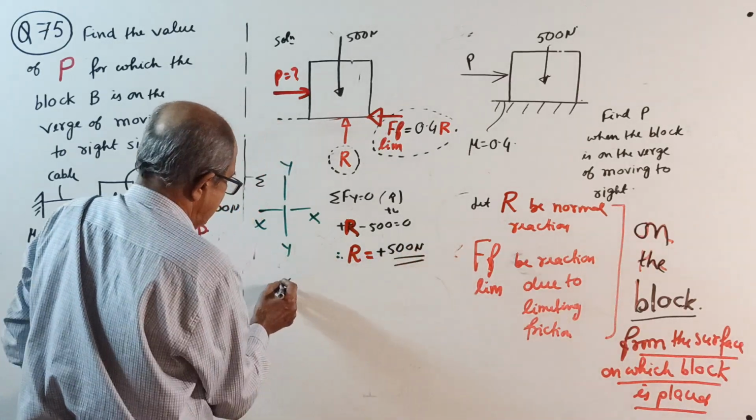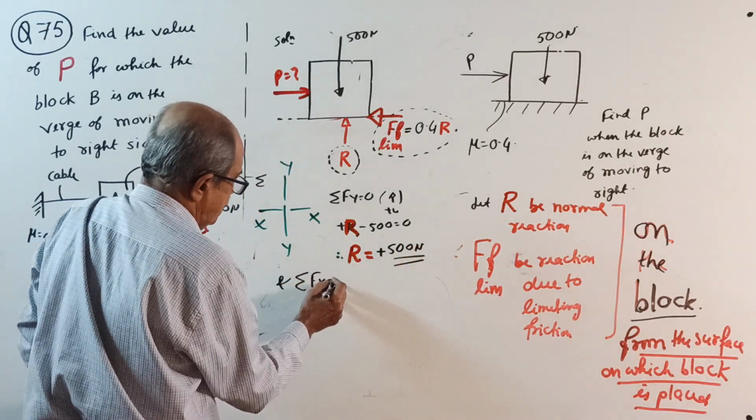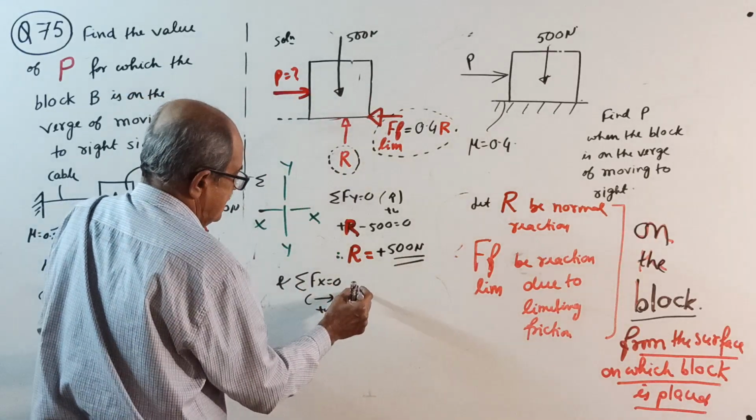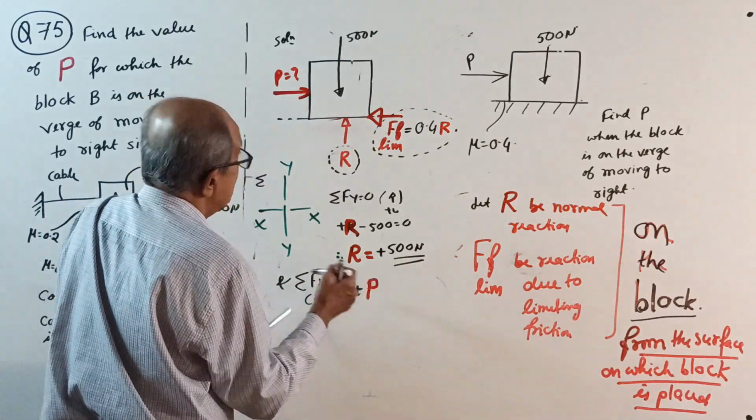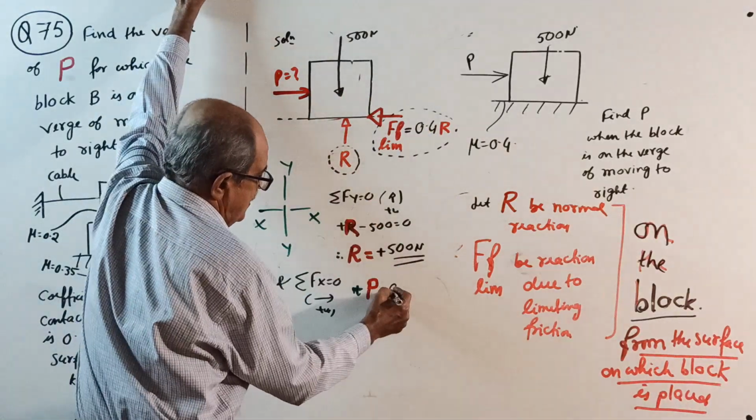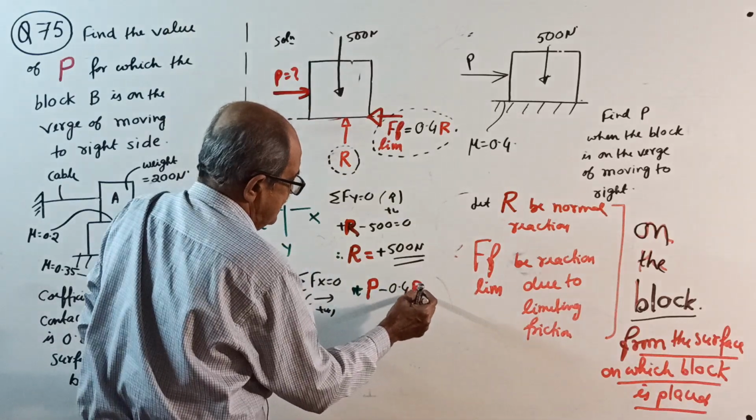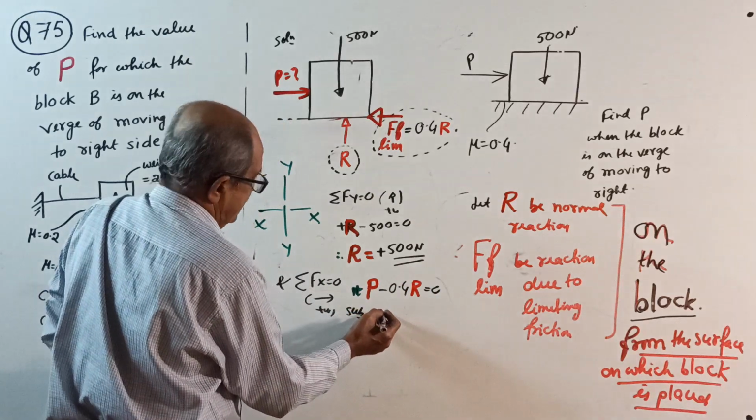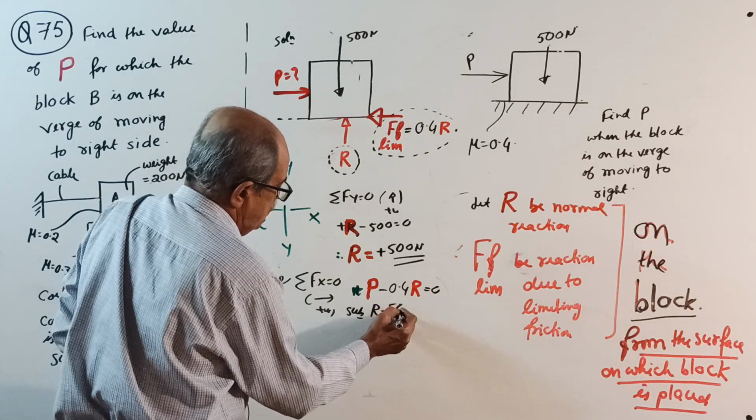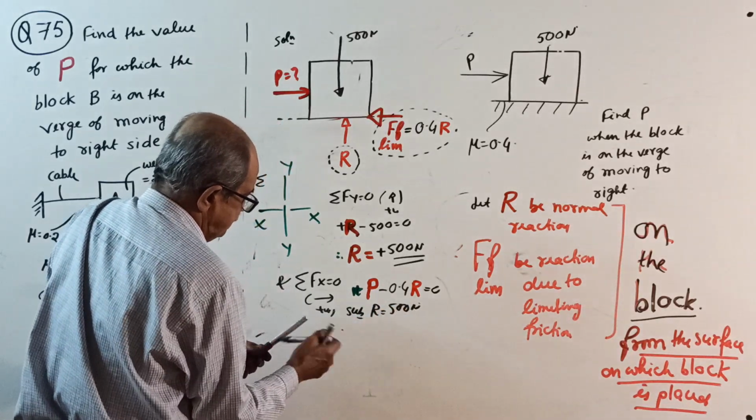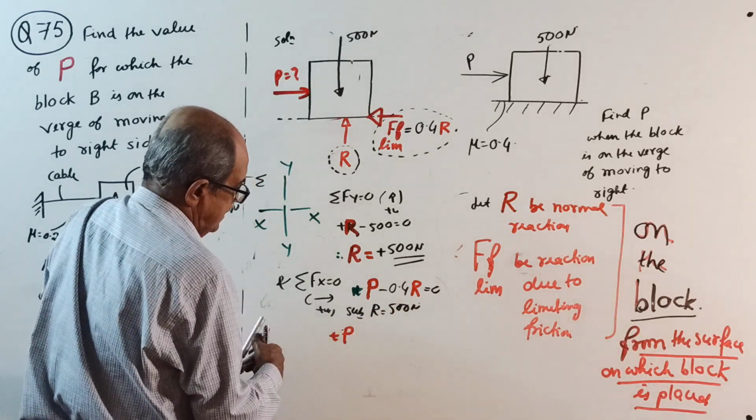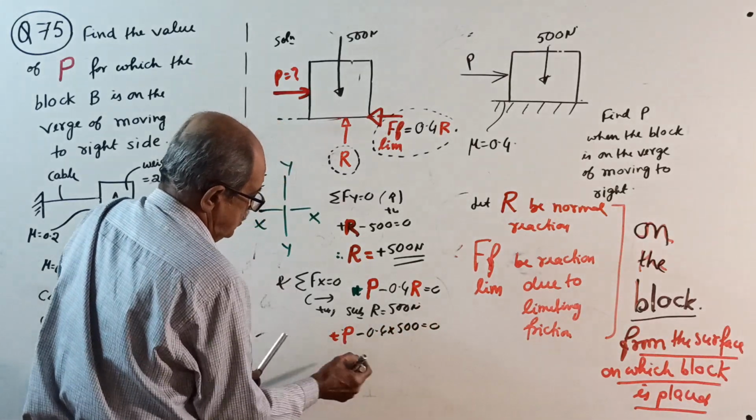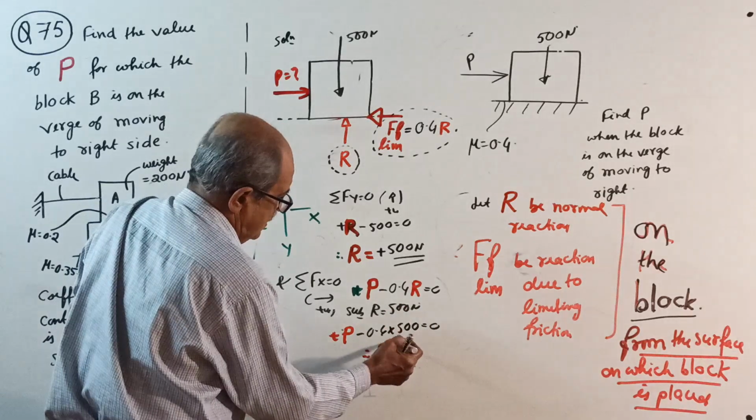And make sigma Fx equal to 0, taking right side positive. What you get? Plus P minus 0.4 times R, I am using red color for the unknown, equal to 0. Substitute R equal to 500 Newton, you get plus P minus 0.4 into 500 equal to 0, so P equals plus 200 Newton.